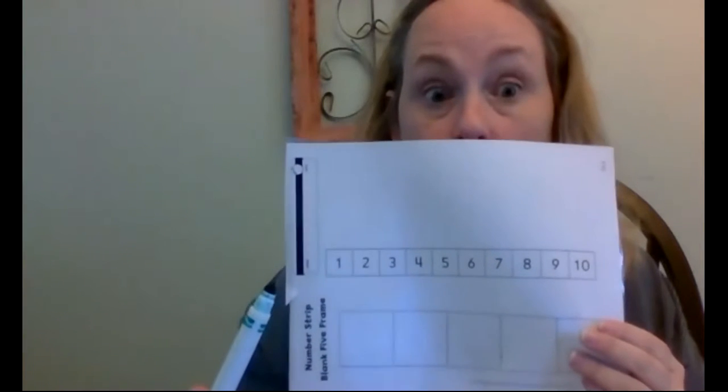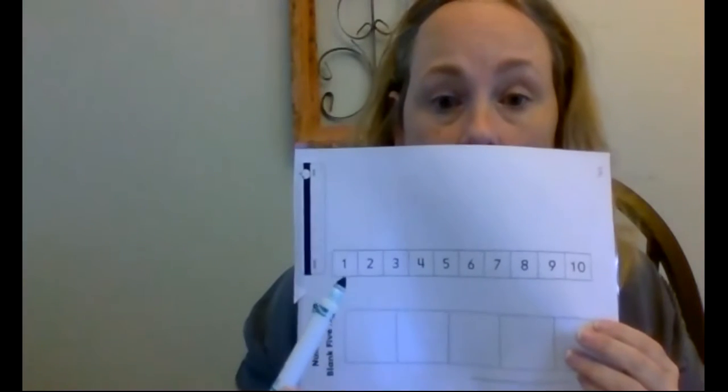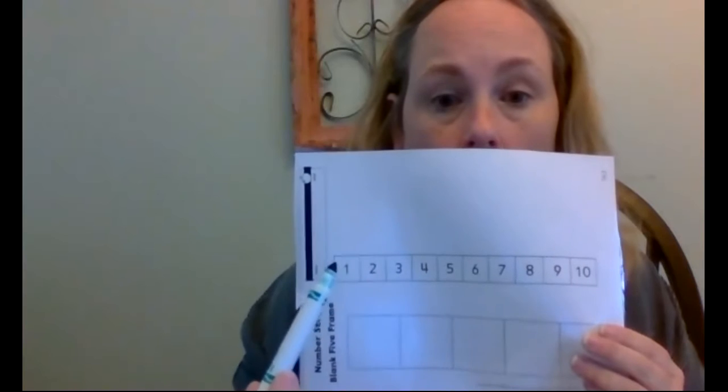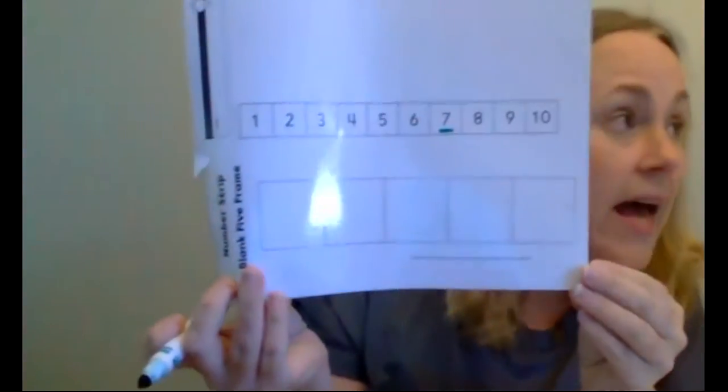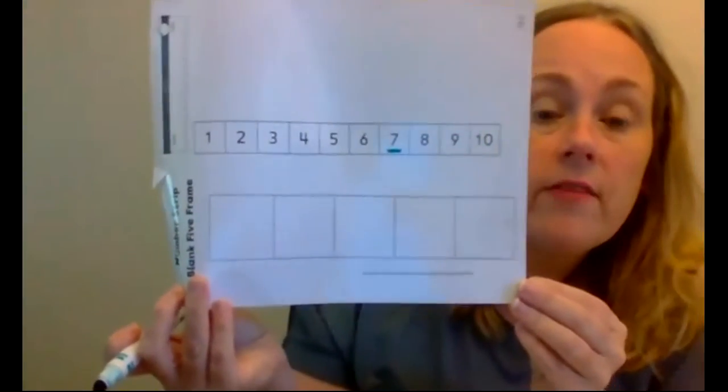So what you do is you count and you find your number. Count with me. 1, 2, 3, 4, 5, 6, 7. What's my number? 7. So I'm going to come right in here and I'm going to put a line under the number 7. That way I know that that is my number, the number 7.